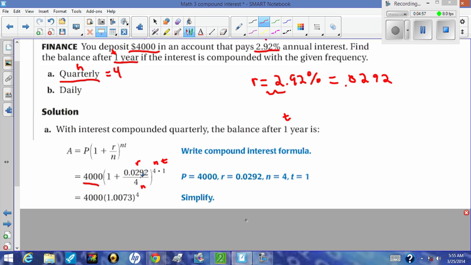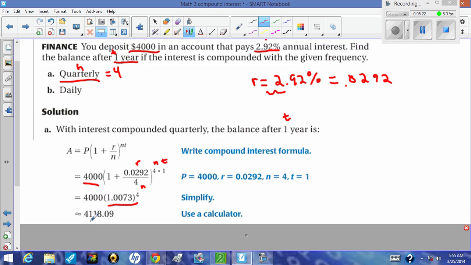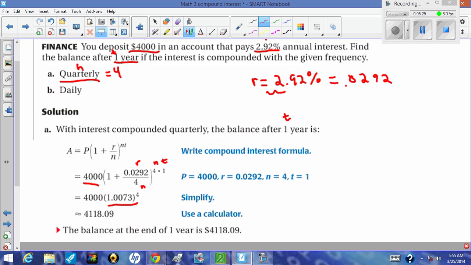So 0.0292 divided by 4 plus 1 is 1.0073. We need a calculator. 4 times 1 is 4. And after our simplification, one more simplification is to take your 1.0073 to the 4th power, again calculator, and then multiply by 4,000. And the result is 4,118.09. And that's the end of year balance. So you deposited $4,000. By the end of the year, with the interest being compounded 4 times, you end up with $4,118.09. Okay, so you can see it's just a quick identification, substitution, and calculator.